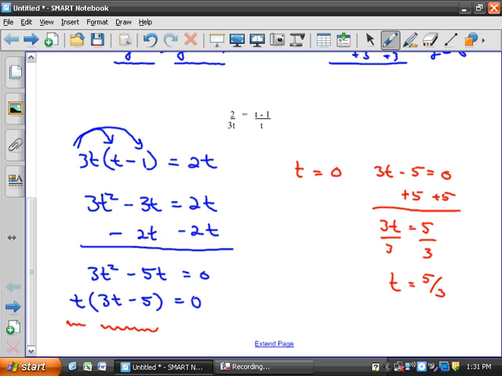I want to check both of those answers in my original problem. If I look right there, one of my answers is obviously an issue. If I allow t to be 0, then the denominator of this entire fraction becomes 0, and that's a no-no. So I have to reject that as my answer. 5/3 does not cause an issue in either one of the denominators, so I know that my only answer for this particular problem is 5/3.